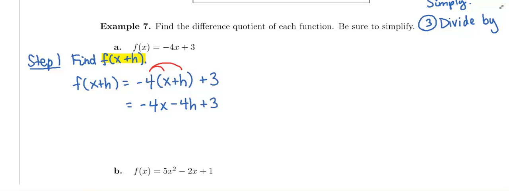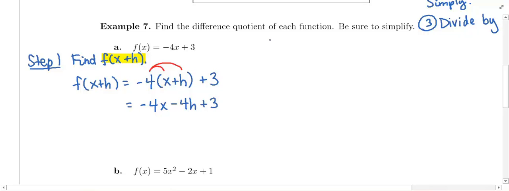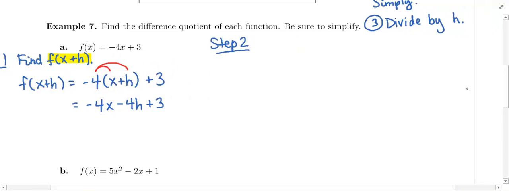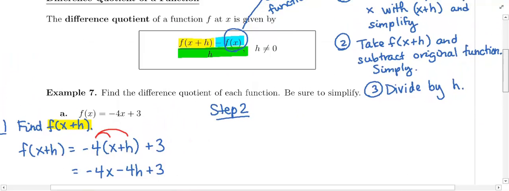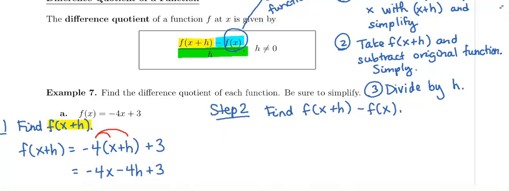All right. So then in step 2, what does that say to do? In step 2, we're going to take f of x plus h and subtract the original function. So we're forming the numerator. We are finding f of x plus h minus f of x. All right, let's do it.